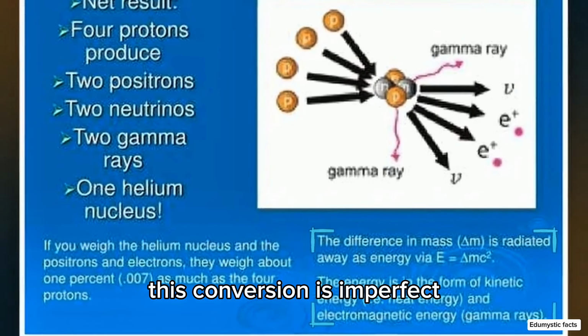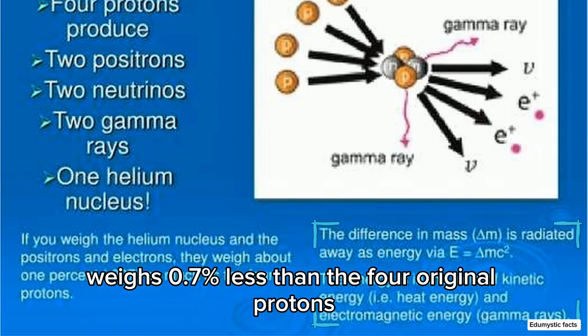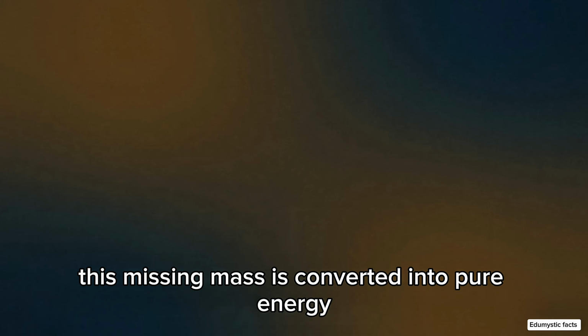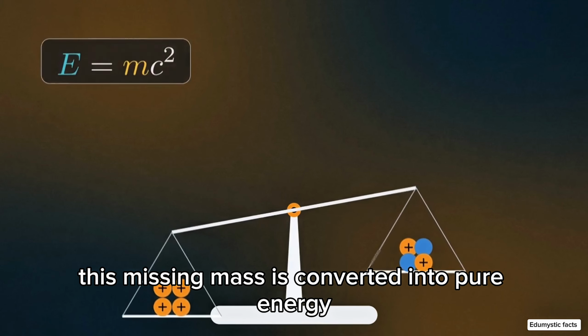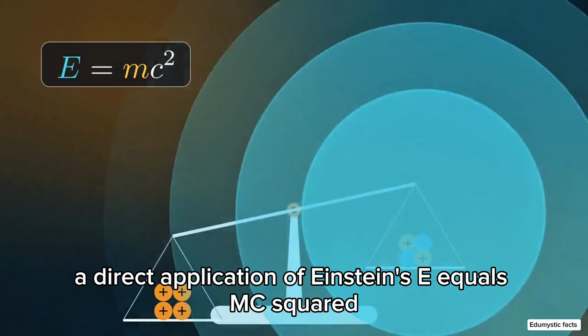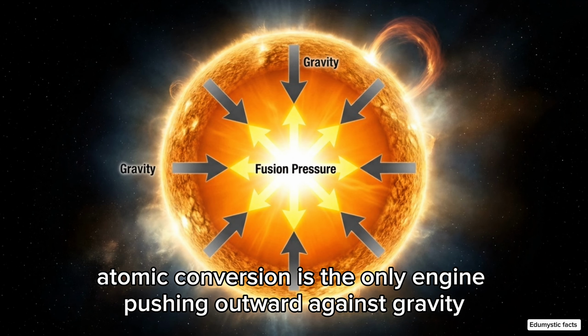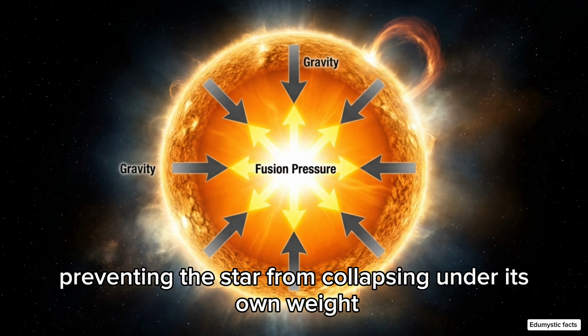This conversion is imperfect. The resulting helium nucleus weighs 0.7% less than the 4 original protons. This missing mass is converted into pure energy in the form of gamma rays, a direct application of Einstein's E equals mc squared. This microscopic, continuous atomic conversion is the only engine pushing outward against gravity, preventing the star from collapsing under its own weight.